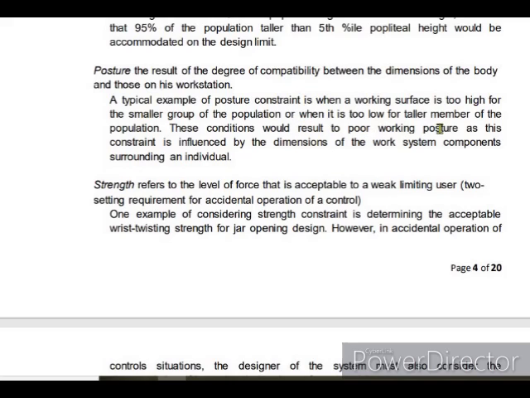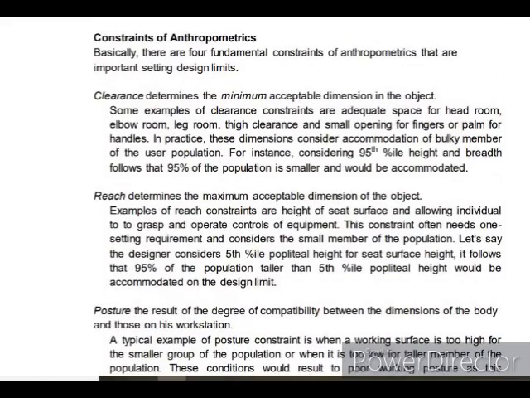Or when it is too low for taller members of the population, the other way around, the users are taller, then the workstation or the workpiece should be elevated to their height. This condition will result in poor working posture, as this constraint is influenced by the dimensions of the work system components surrounding an individual. So that will result in poor posture. That's the third.